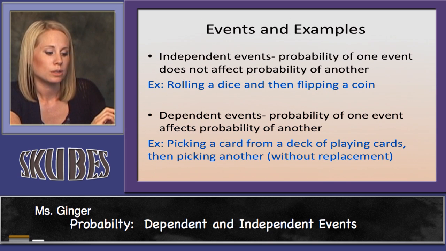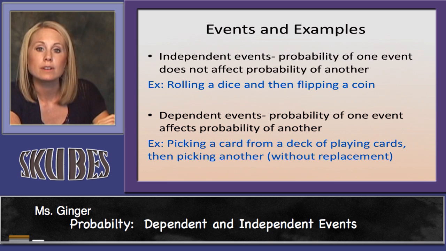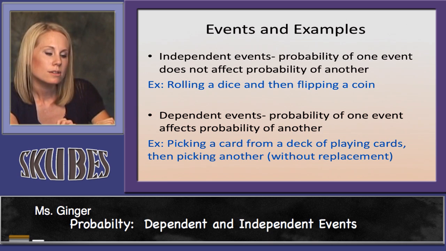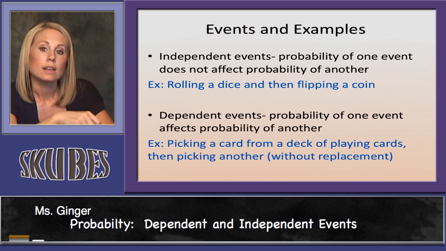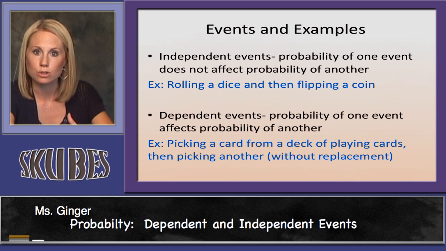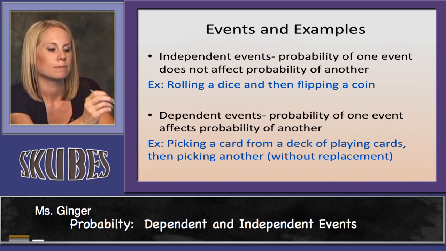Dependent events is where the probability of one event does have an effect on the probability of another. For instance, picking a card from a deck of playing cards and then picking another one, a second draw, without putting that first card back. That's going to affect your chances of what you're going to draw on the second draw. So without replacement is always a dependent event.